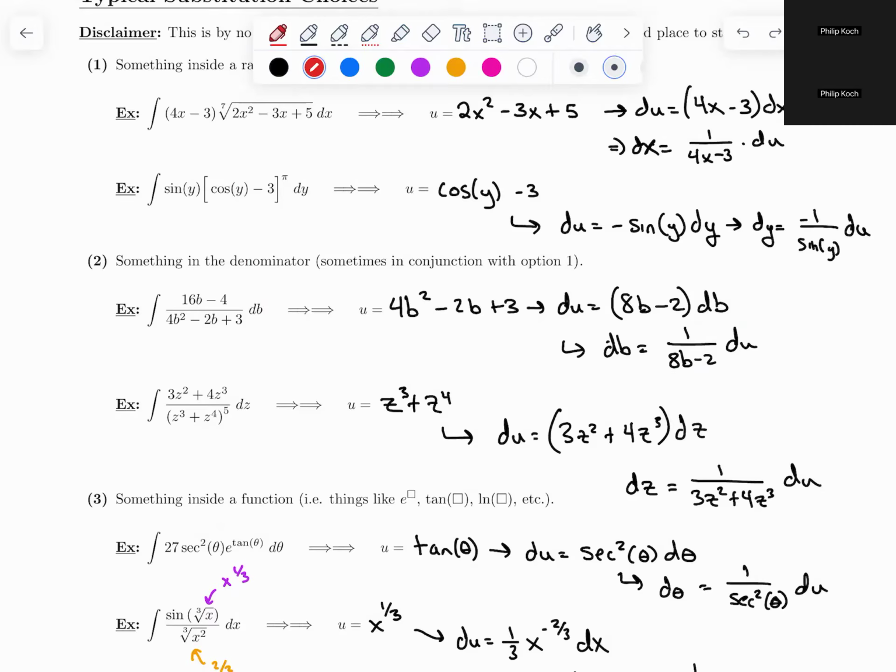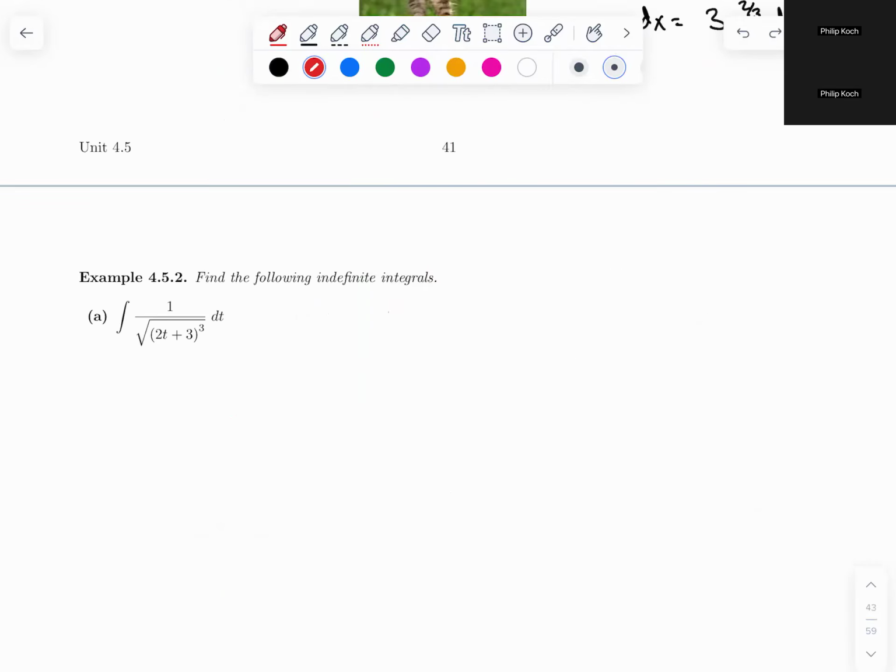So let's go ahead and work through some problems, okay? Looking at this one, the integral of 1 over the square root of 2t plus 3 cubed. What would be a good choice for u? The whole denominator or the 2t plus 3? Just the 2t plus 3, correct.